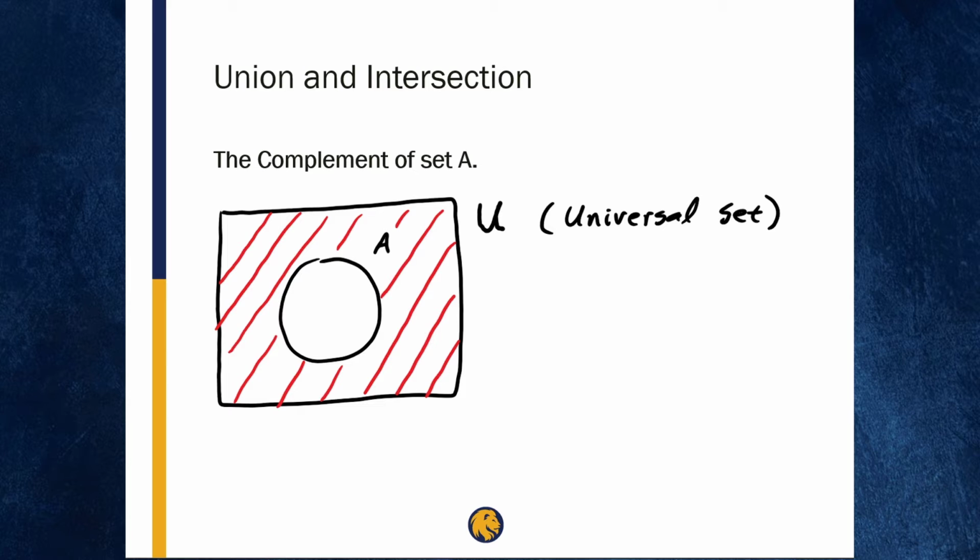The complement of a single set means everything on the outside of that set. So I'm drawing here the set A inside of a box, which is meant to stand for everything outside of it. And so shading out the outside of A is meant to stand for the complement of A.